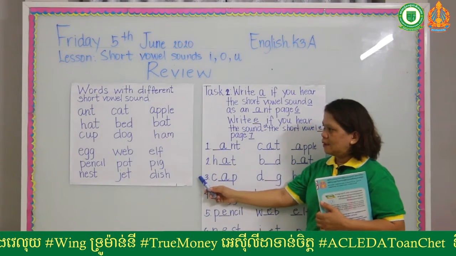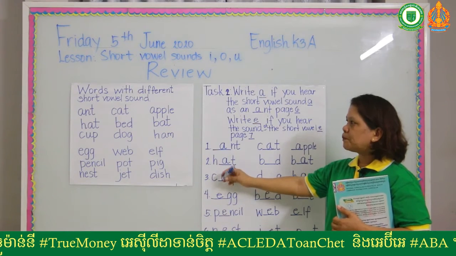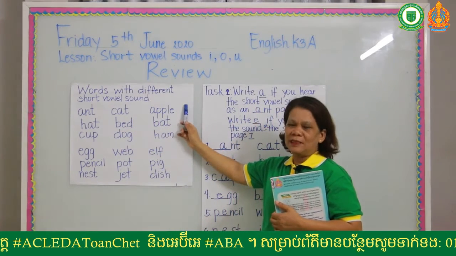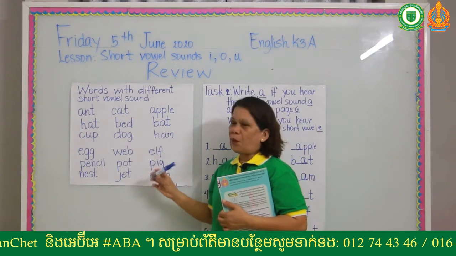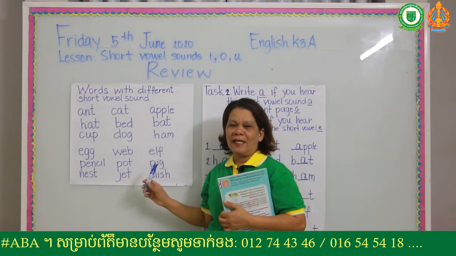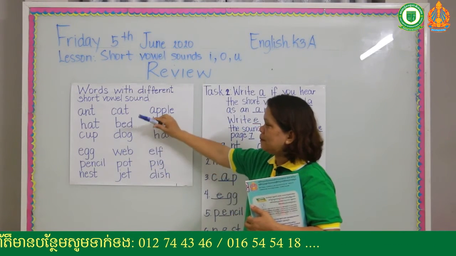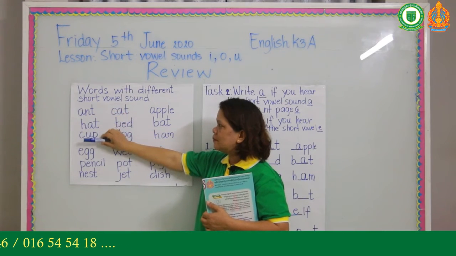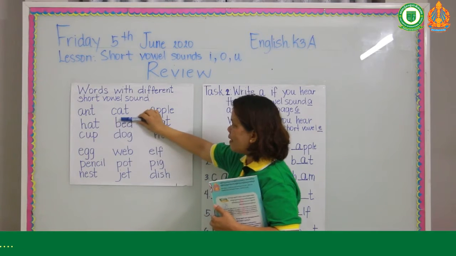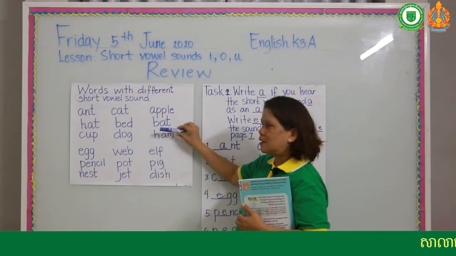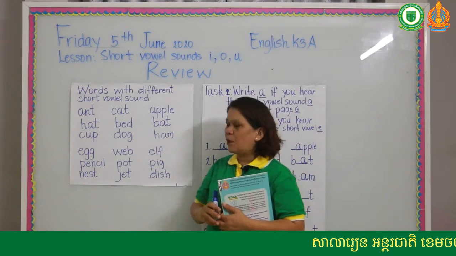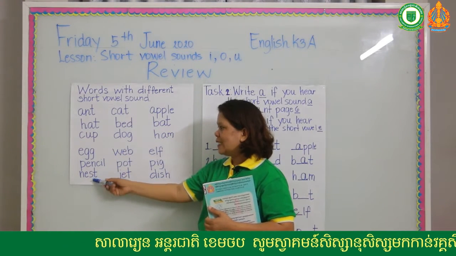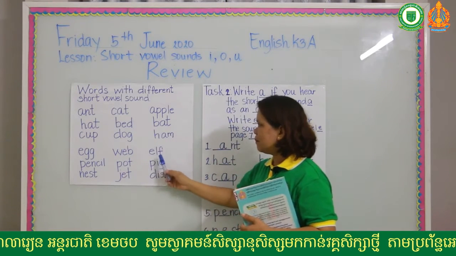This is what we had done last week. Okay? So, words with different short vowel sounds. Okay, this is our lesson last Wednesday. So you can see the words with short vowel sound A and short vowel sound E. Alright, here are the words with the short vowel sound A and E. Ant, cat, apple, bat, ham, and the words with the short vowel sound E: bed, egg, pencil, nest, web, jet, air.